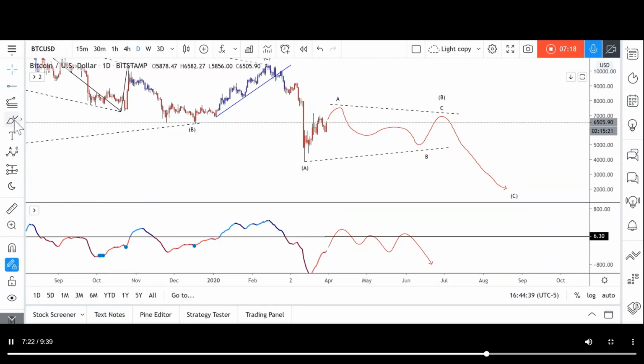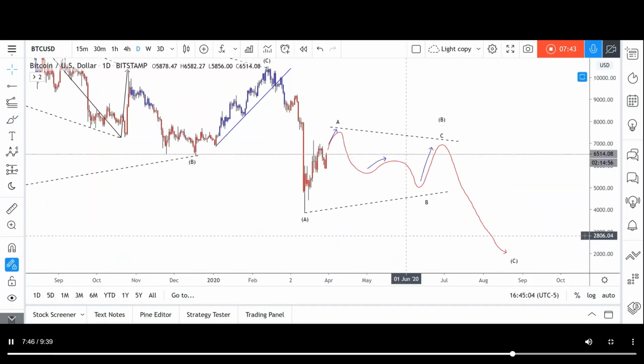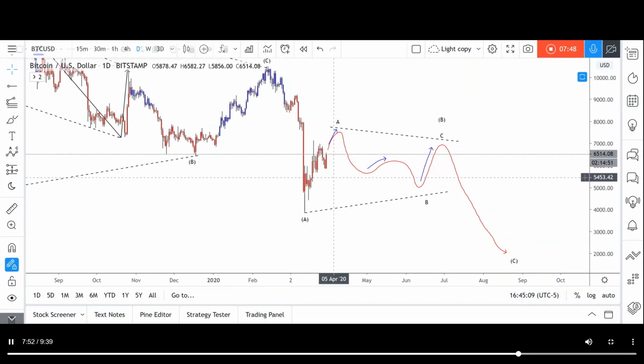So we would see blue here, and we would see blue in here, and lastly we would see blue in here before a final move down for a C wave capitulation. Now, this could drag out. What if it takes as long as this one?